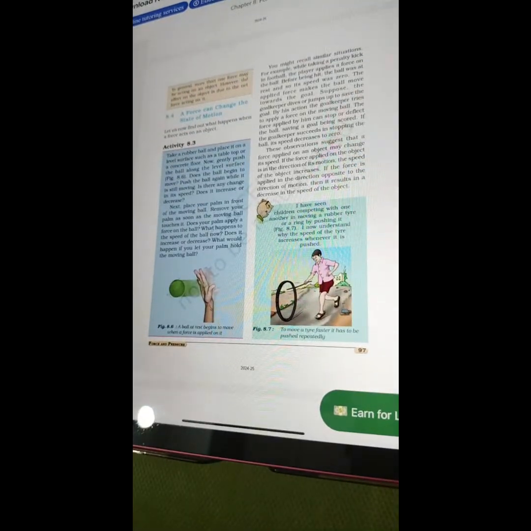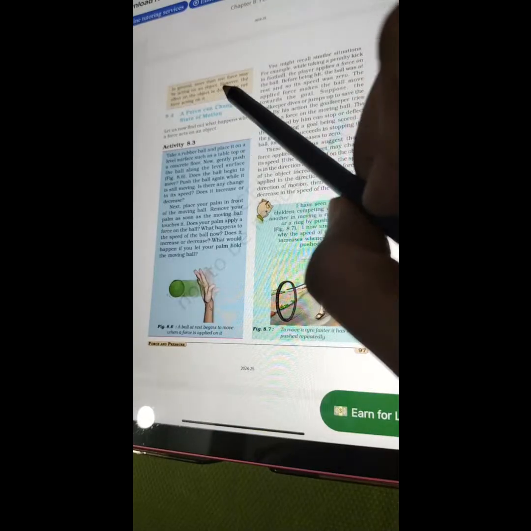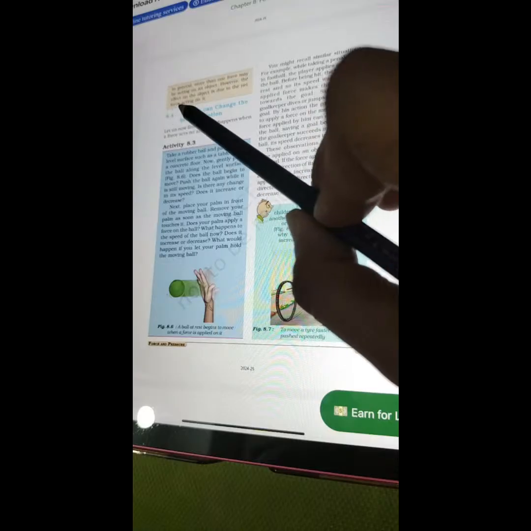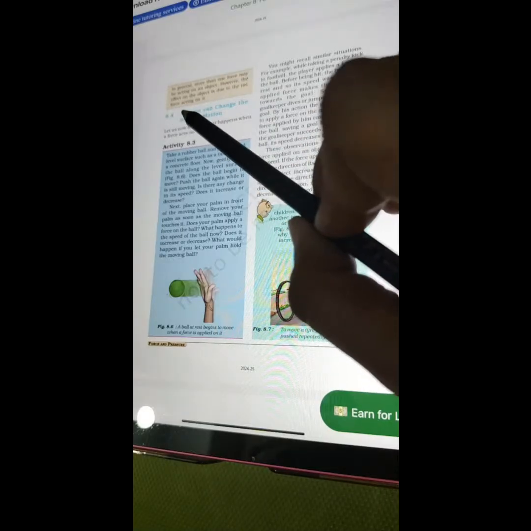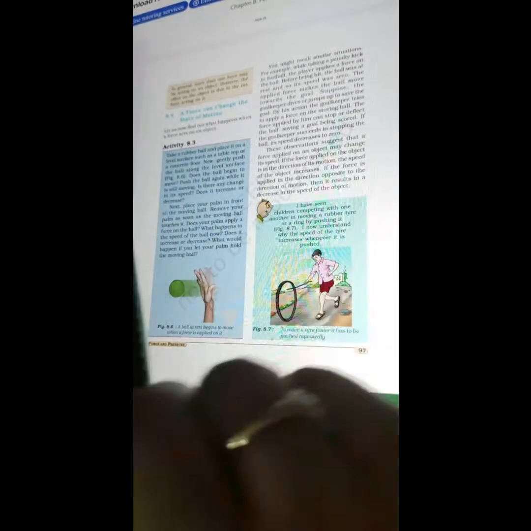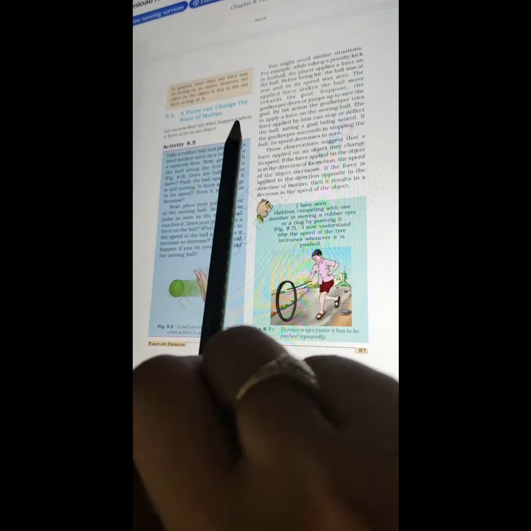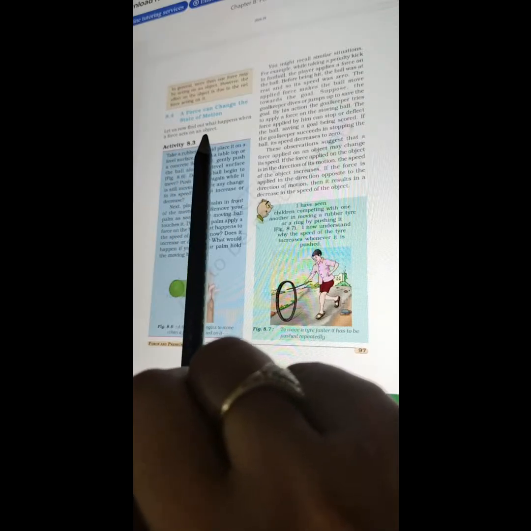Next page. In general, more than one force may be acting on an object. However, the effect on the object is due to the net force acting on it. 8.4 A force can change the state of motion. Let us now find out what happens when a force acts on an object.